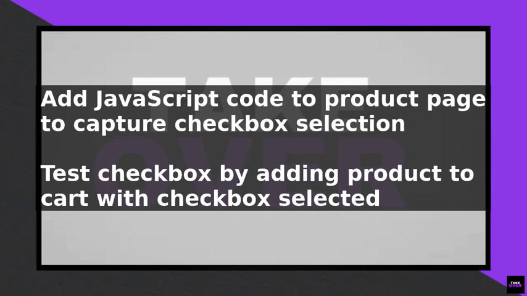Finally, test the checkbox to make sure it is working as expected. Add the product to the cart with the checkbox selected, and verify that the checkbox selection is captured and displayed in the cart. With these steps, you can add a checkbox to your Shopify product page and make it functional using JavaScript code.